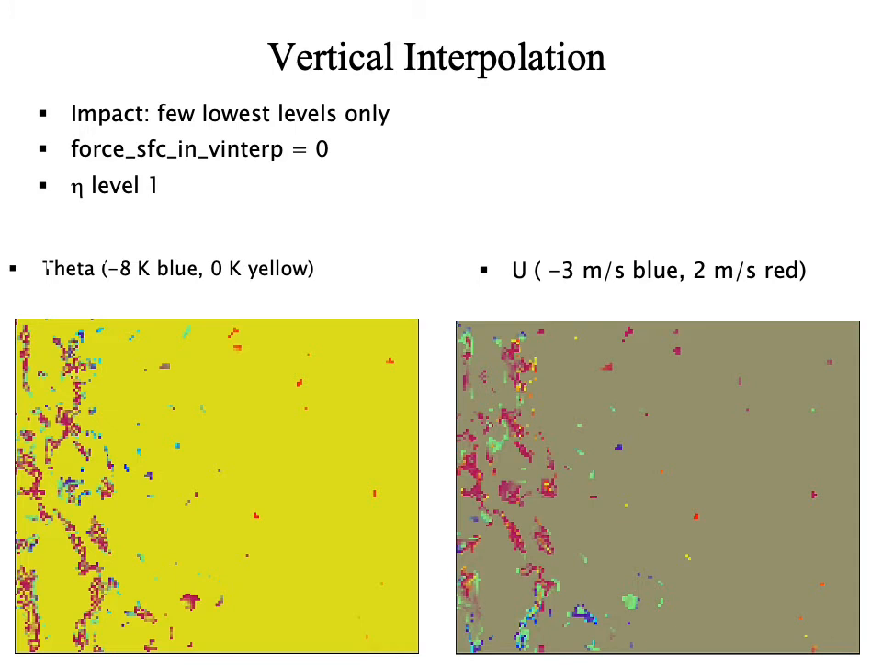If we turn the option force_surface_in_vinterp equal to 0, which is not the default, the difference between the potential temperature field at the surface and the U field at the surface is mostly impacted over areas of strong topography. And that's an artifact that we're going to see in all of these options. When we have fairly smooth isobaric surfaces, such as the eastern two-thirds of the domain, the impact is very small with most of these vertical interpolation options.